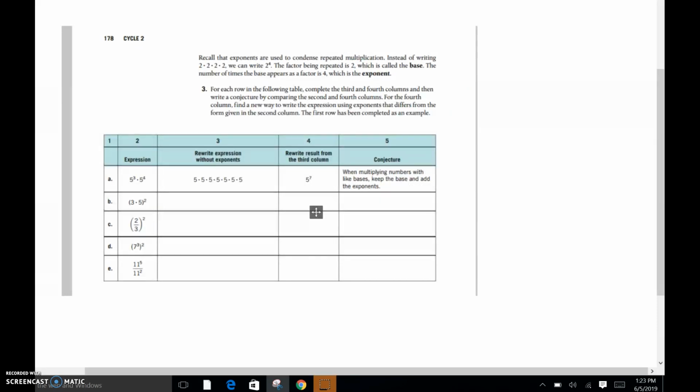Okay, so what I want you to do is pretend you're in class, and we have some vocab here, so base and exponent. I want you to write these without any exponents. So if someone gave you 7 to the 5th power, you would just write it 7 times 7 times 7 times 7 times 7. These need to be written out all as factors. Don't multiply anything.